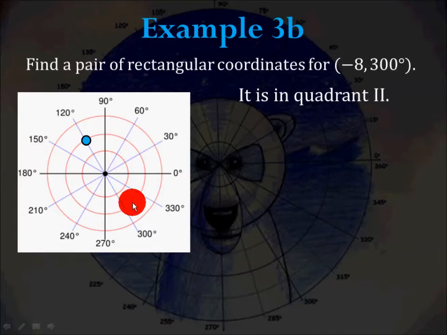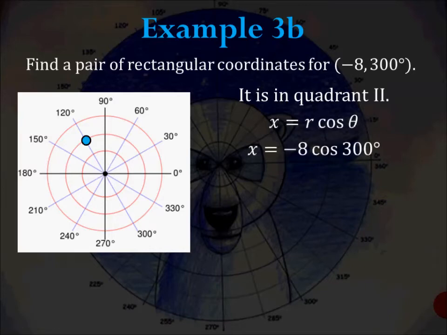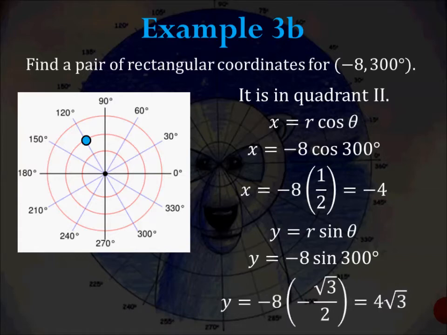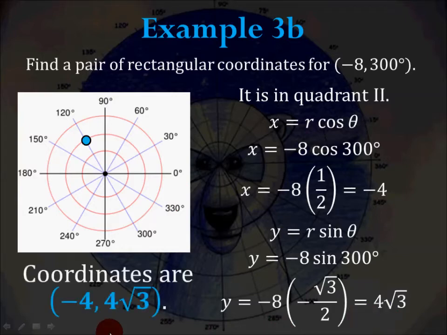So 300 degrees, 8 units in the other direction from the center. So x is r cosine theta. The cosine of 300 is 1/2, so x is negative 4. The y coordinate is negative 8 sine 300, so that's negative root 3 over 2 because sine is negative in the fourth quadrant. So y is 4 radical 3. So your coordinates are negative 4, comma 4 radical 3.